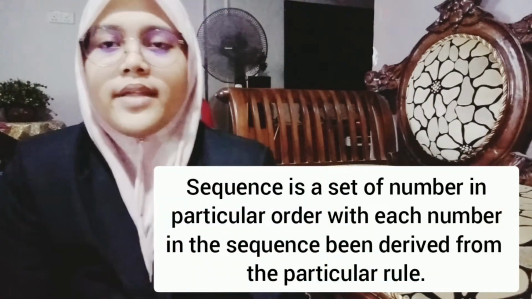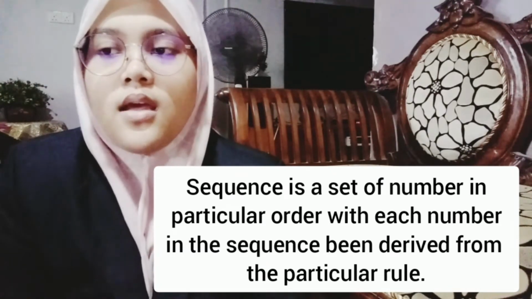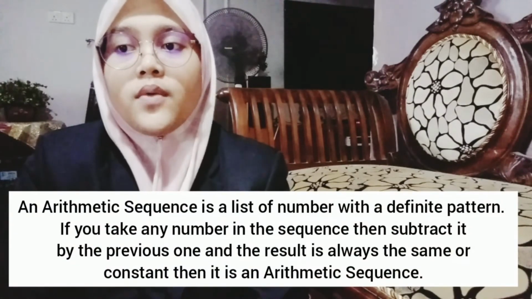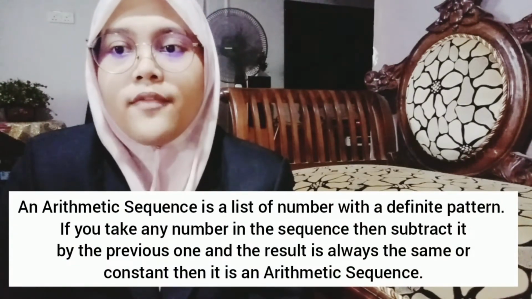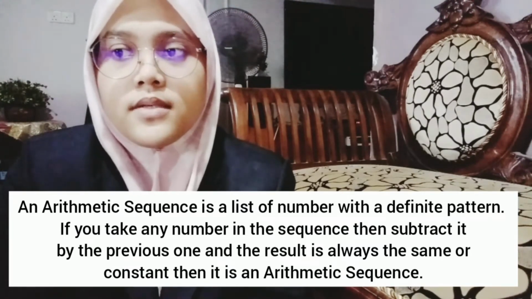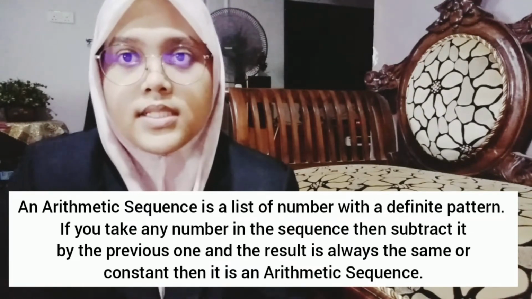Before I explain about arithmetic sequence, let me explain about the meaning of sequence. A sequence is a set of numbers in particular order, with each number in the sequence being derived from a particular rule. Now let's proceed with the arithmetic sequence. An arithmetic sequence is a list of numbers with a definite pattern. If you take any number in the sequence, then subtract it by the previous one and the result is always the same or constant, then it is an arithmetic sequence.